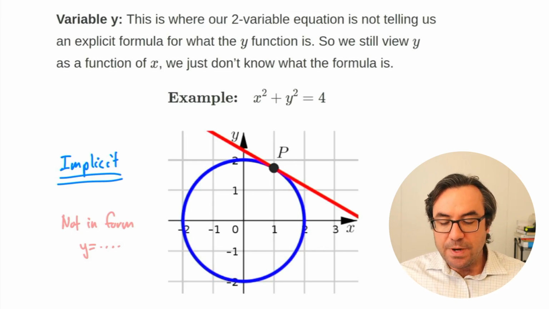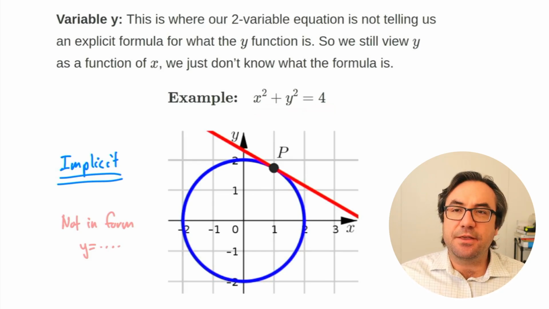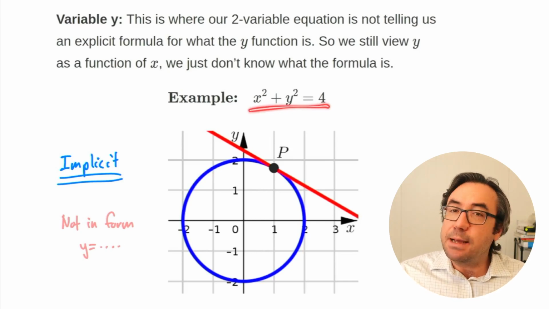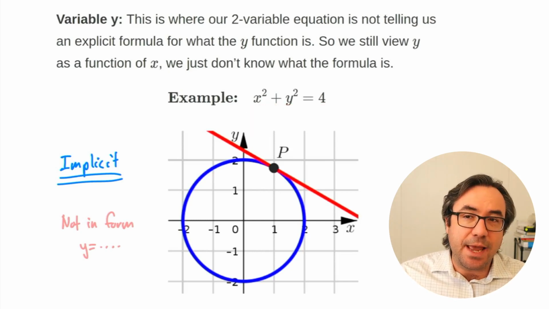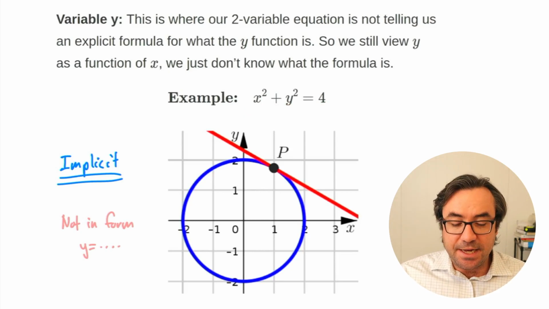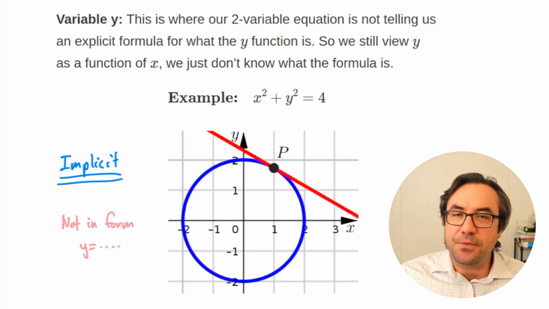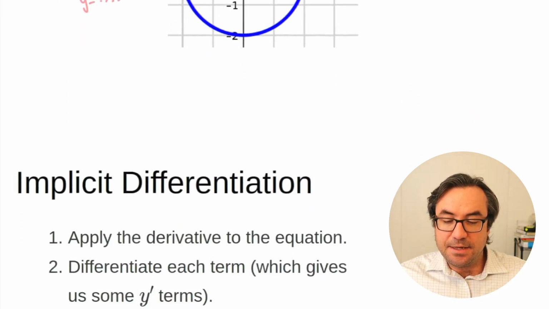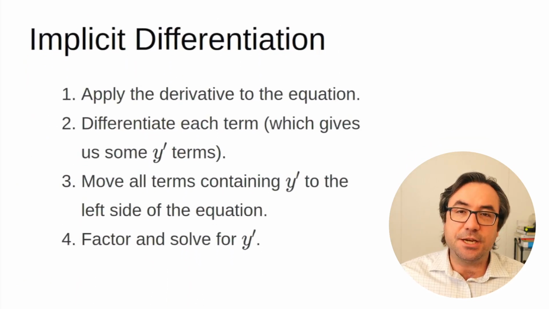So when we have an equation like this, and it's not in the form y equals, sometimes we can solve it for y, sometimes we can't. But as we're going to see, we can still calculate the derivative, dy/dx, without even solving this for y. So this technique is called implicit differentiation. So how is this going to work?